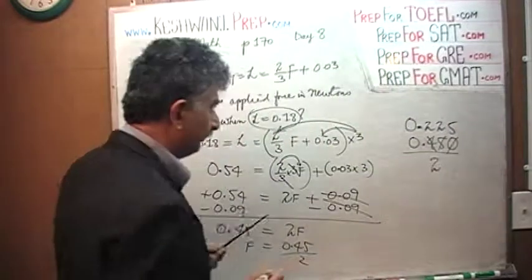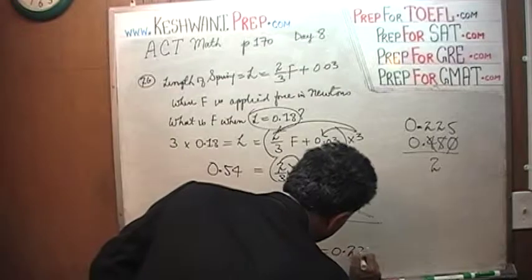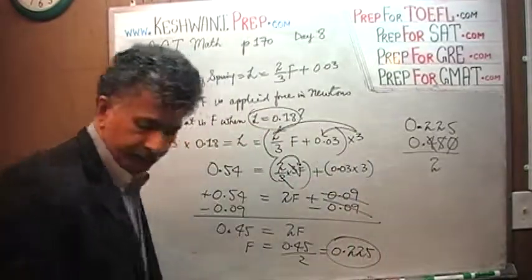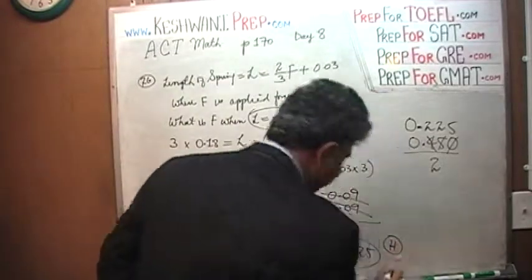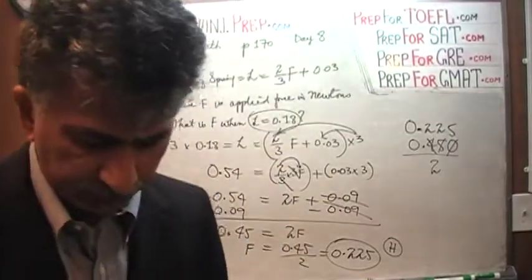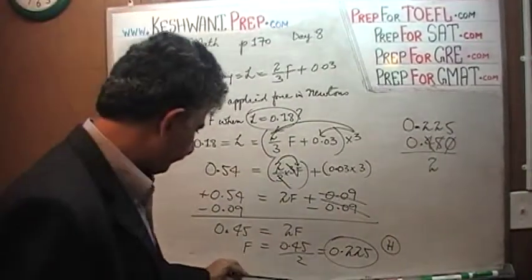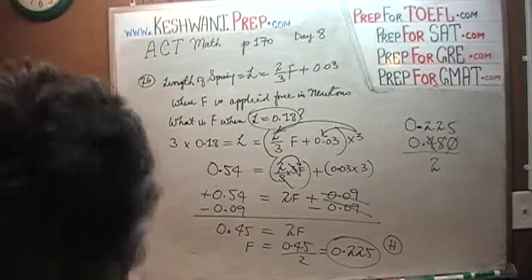So the final answer is 0.225. And that will be answer choice H. Answer choice H says 0.225. And that was it. That was the end of that one. Let's do the next one, shall we?